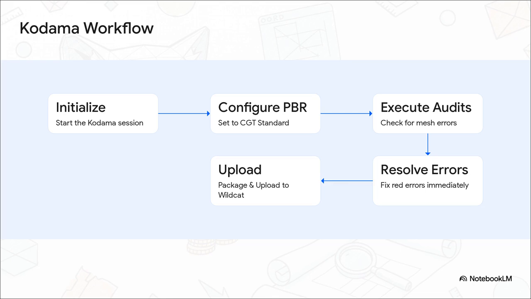Here is your step-by-step workflow for the Kodama plugin. First, initialize the session with your Wildcat credentials. Second, configure the PBR workflow to the CGT standard. Third, execute the audits to check for n-gons or 5-edge vertices. Fourth, resolve any red errors immediately because they will hard block your submission. Once those are clear, click Package and Upload. Kodama will seamlessly gather, rename, and zip the model and textures directly to your Wildcat draft page.